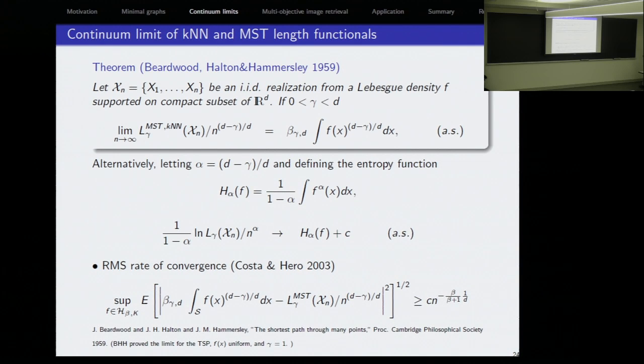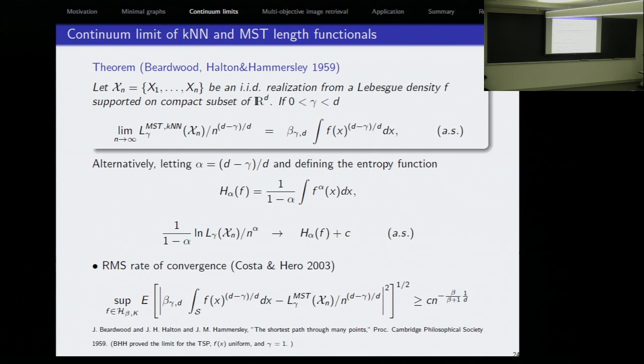It's always an exponent that's less than 1 if gamma satisfies these conditions. And the rate constant is precisely this function of the underlying density of the points. That was shown later on by Michael Steele, who I don't have referenced here, but in the early 70s, he showed that he could generalize this from the uniform distribution that Beardwood-Halton-Hammersley proved this theorem for.